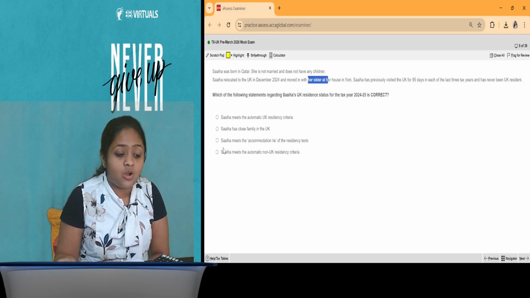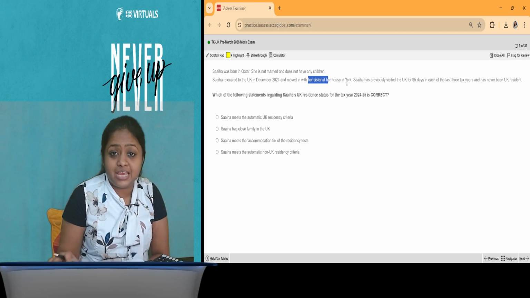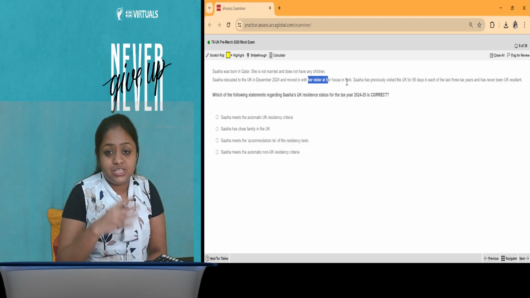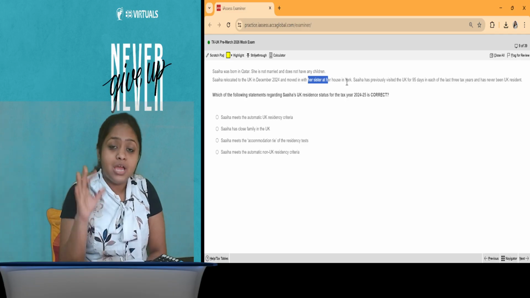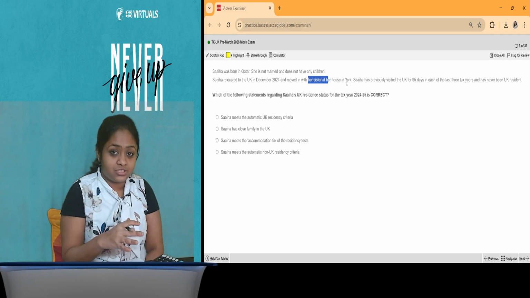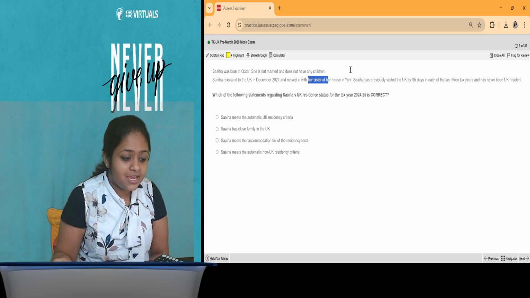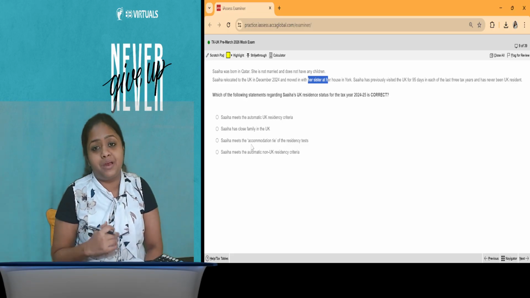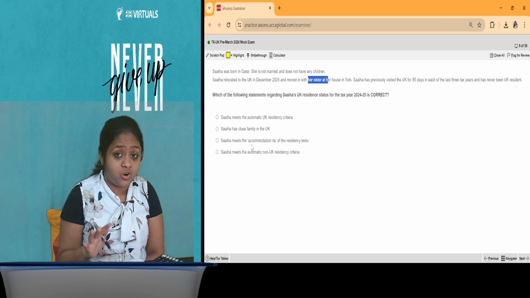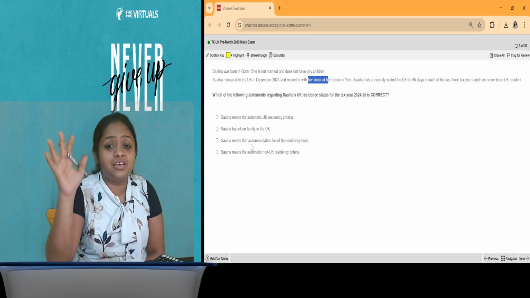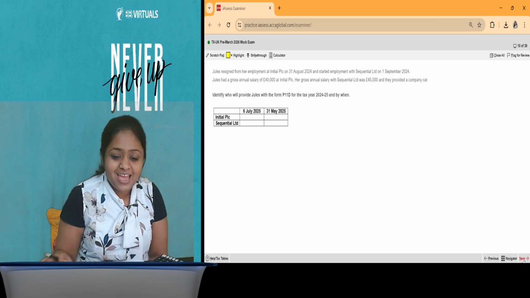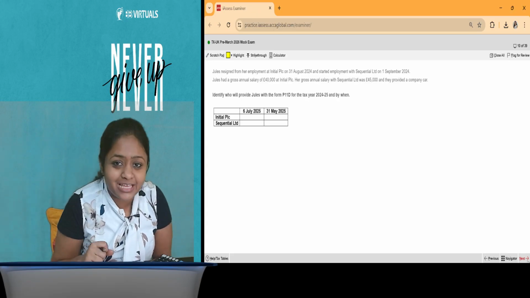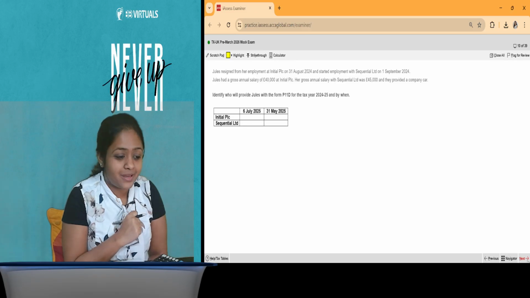See, she meets the accommodation tie. Yeah, she is staying in her sister's house, she's staying in accommodation in York. So that meets the criteria for accommodation. So third is looking correct. Let's see the fourth one. She meets the automatic non-UK residency test. Again, not correct. So third is the correct answer. 2 on 2. Okay, I'm sure everybody is able to follow this. Now let's go to the next one.